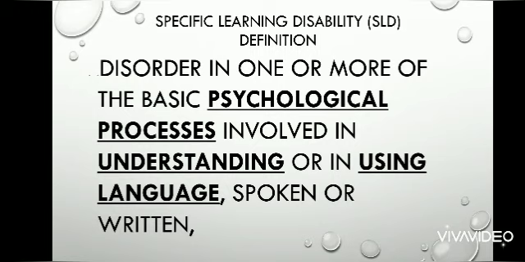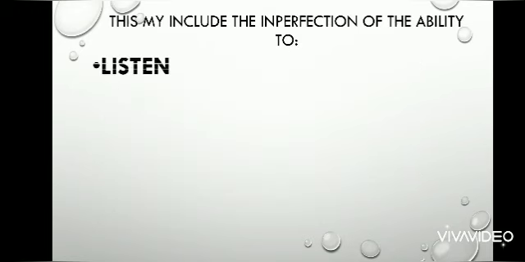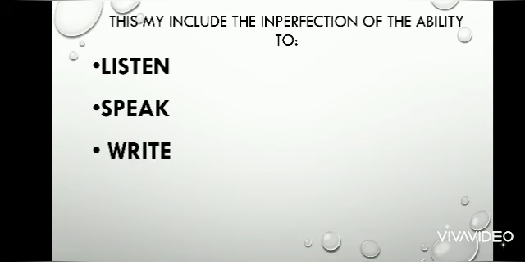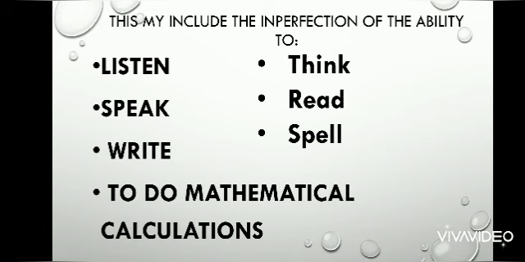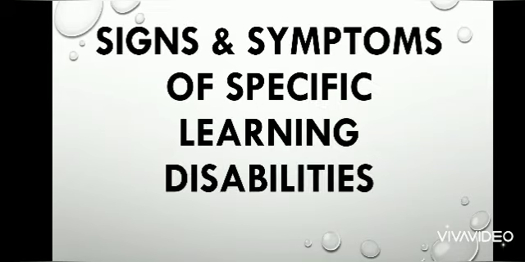It may include problems with listening, problems with speaking, writing, or doing mathematical expressions or calculations, or problems with thinking, reading, or spelling different words. These are the major characteristics of SLD, specific learning disability. Next we have the signs and symptoms of specific learning disability.